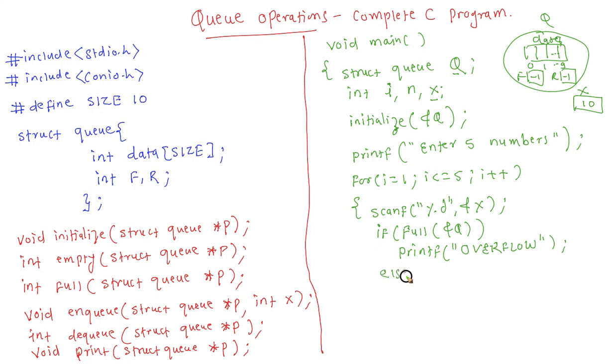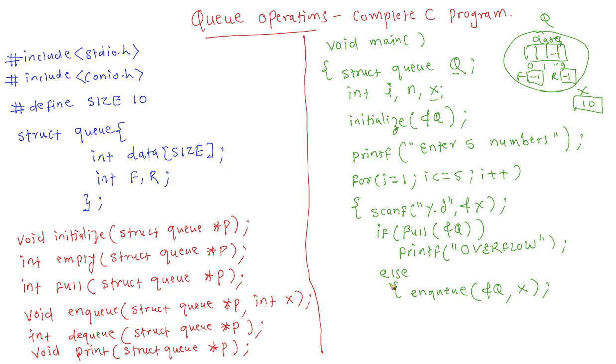Else means the queue is not full. In that case, what will we do? We are doing the enqueue operation. We have seen that when the queue is not full, there are two situations. We'll do that in the enqueue function directly. But here, in else, I'll call this enqueue function, right? To this enqueue, I'll pass the address of the queue and the element to be inserted, right?